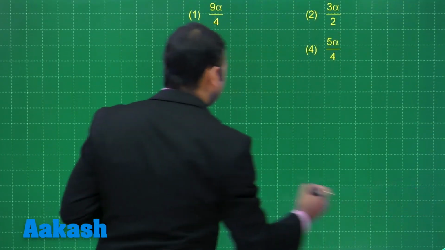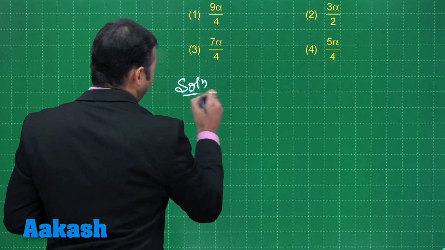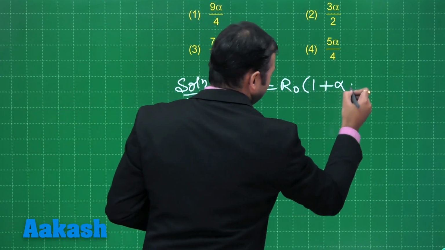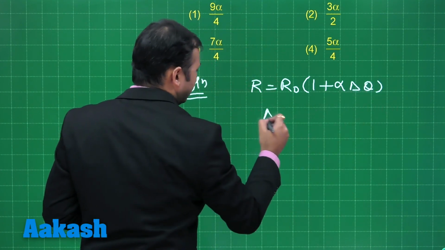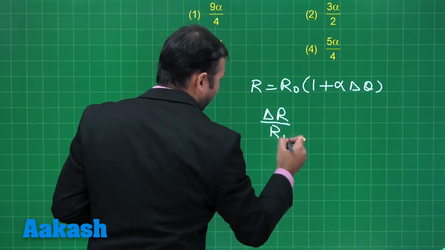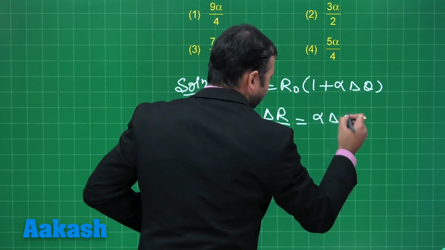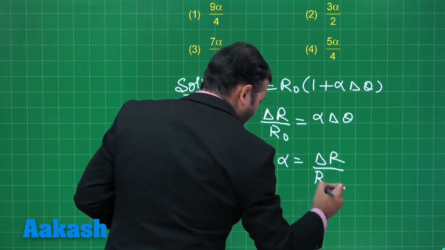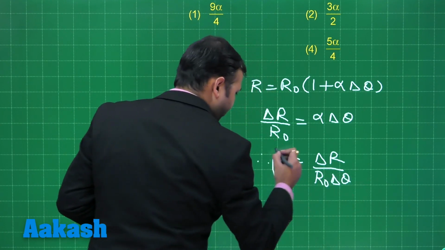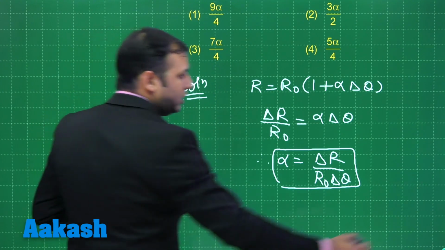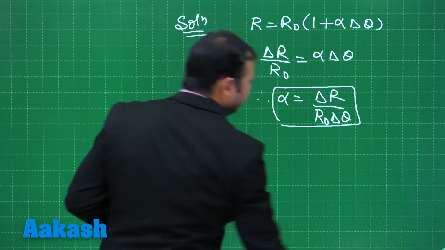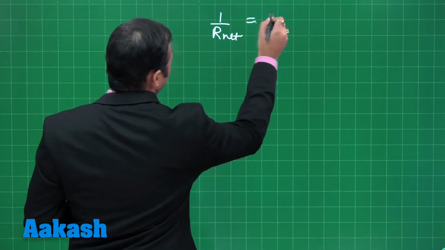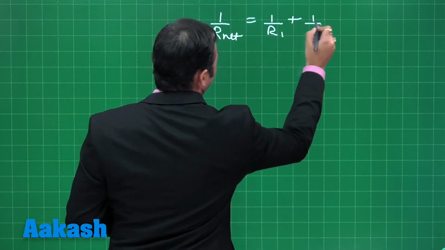So before we proceed, we must know the formula for resistance and the relation between the thermal coefficient. So this would be the relation, right? From here I can also write delta R upon R naught would be equal to alpha delta theta, or alpha would be equal to delta R upon R naught into delta theta. This is one formula you should know before we proceed. Now in the parallel combination we are very well aware that 1 upon R net is equal to 1 upon R1 plus 1 upon R2.